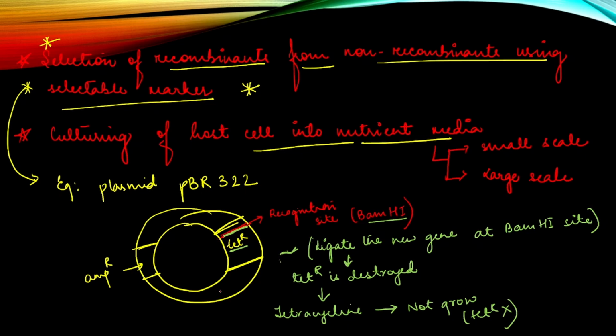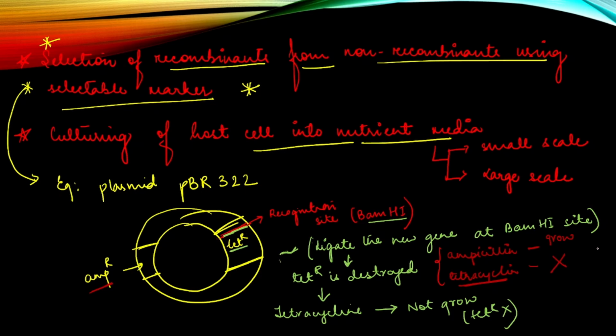So now, after insertion of the new gene, if you grow this cell in the presence of ampicillin, do you think the cell will grow or not? The cell will grow. Why? Because the ampicillin resistance gene is still functional, because we have not inserted any gene here. So it will grow in the presence of ampicillin. But if we grow this cell in the presence of the antibiotic tetracycline, do you think it will grow? It will not grow, because the site is being disturbed.